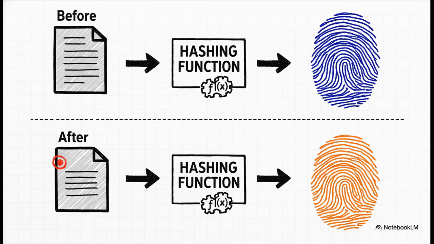A hash function is basically a math algorithm that takes any piece of data, a file, a photo, an entire hard drive, and spits out a unique fixed-length string of characters. And here's the magic. If even one single bit of data changes, that string, that digital fingerprint, changes completely.